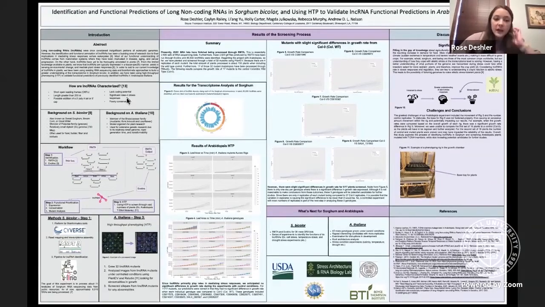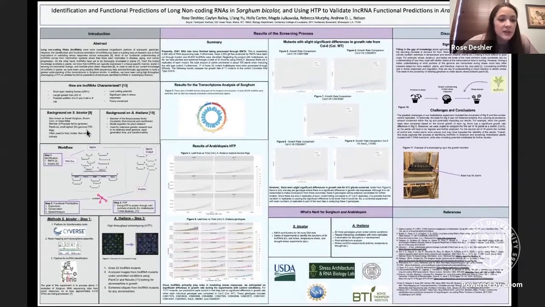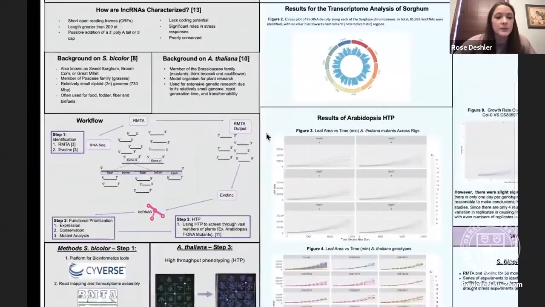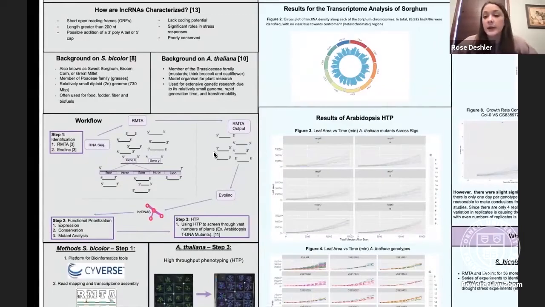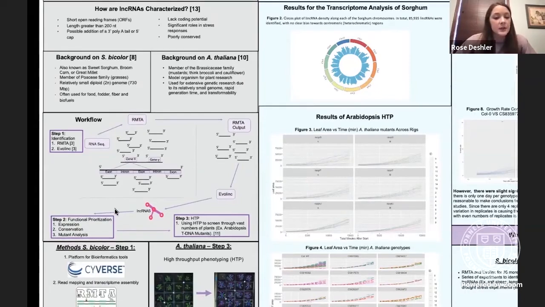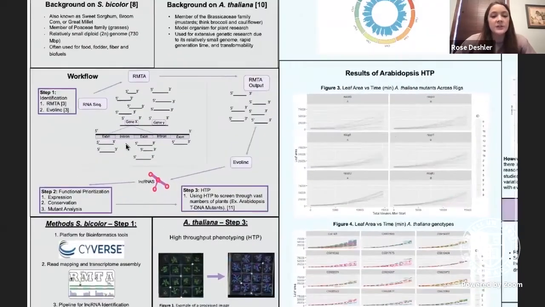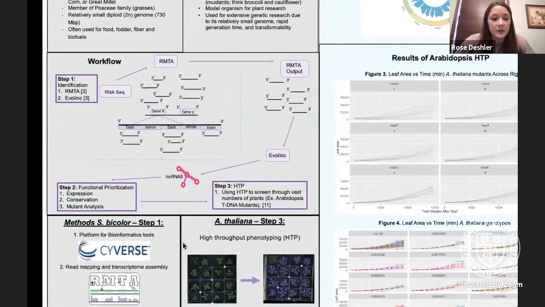As I said, I've been working on 2 different projects. One of my projects has been with sorghum, also known as broomcorn, and the other one has been with Arabidopsis, which is a model organism for plant research and plant genetic research. There are 3 steps to the process I've been working on this summer.